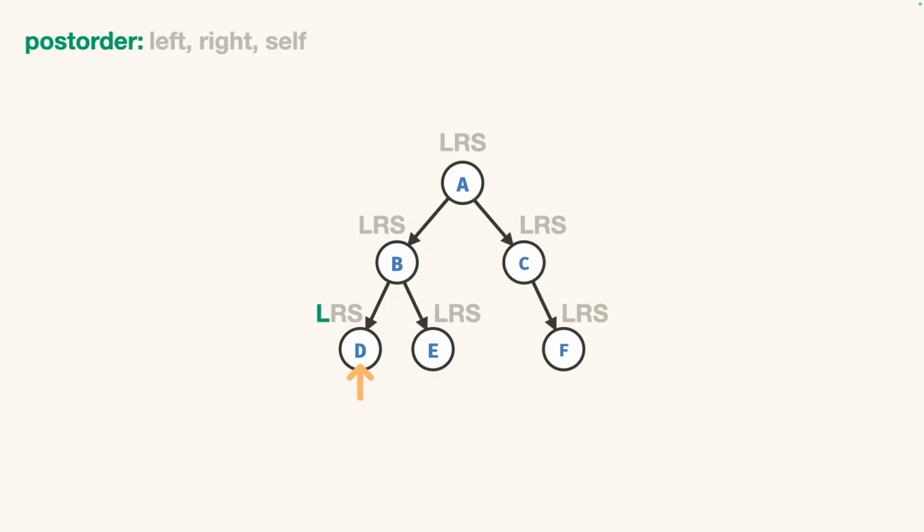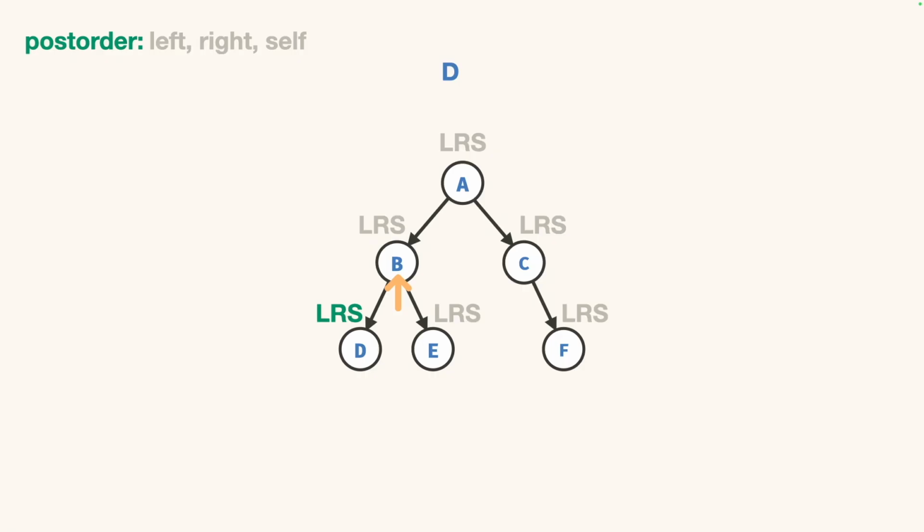Now that the D node is done with the left step, I want to do the right step for the D node. D has no right child, so I'm automatically done with that right step. At this point, I'm ready to actually process the self for the D node. In other words, I can just add D into my output list here. At this point, I finished all three steps for this D node, so I can return up to the parent. So now I'm back at the B node.